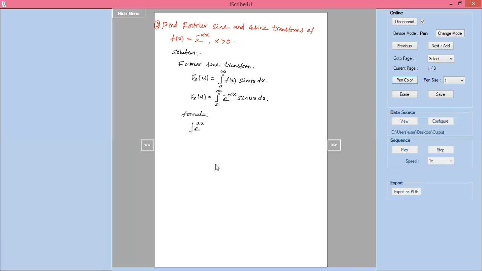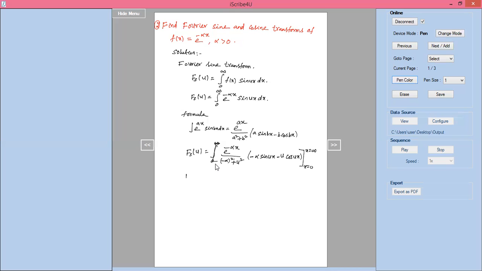The formula: integration of e power ax into sine bx into dx equal to e power ax divided by a square plus b square, into a sine bx minus b cos bx. Now I'll write fs of u equal to integration of 0 to infinity, applying the formula directly: e power minus alpha x divided by a square, which is alpha square, plus b square, which is u square, into a, which is minus alpha, into sine ux minus b, which is u, into cos ux. The limit is x equal to 0 to x equal to infinity.